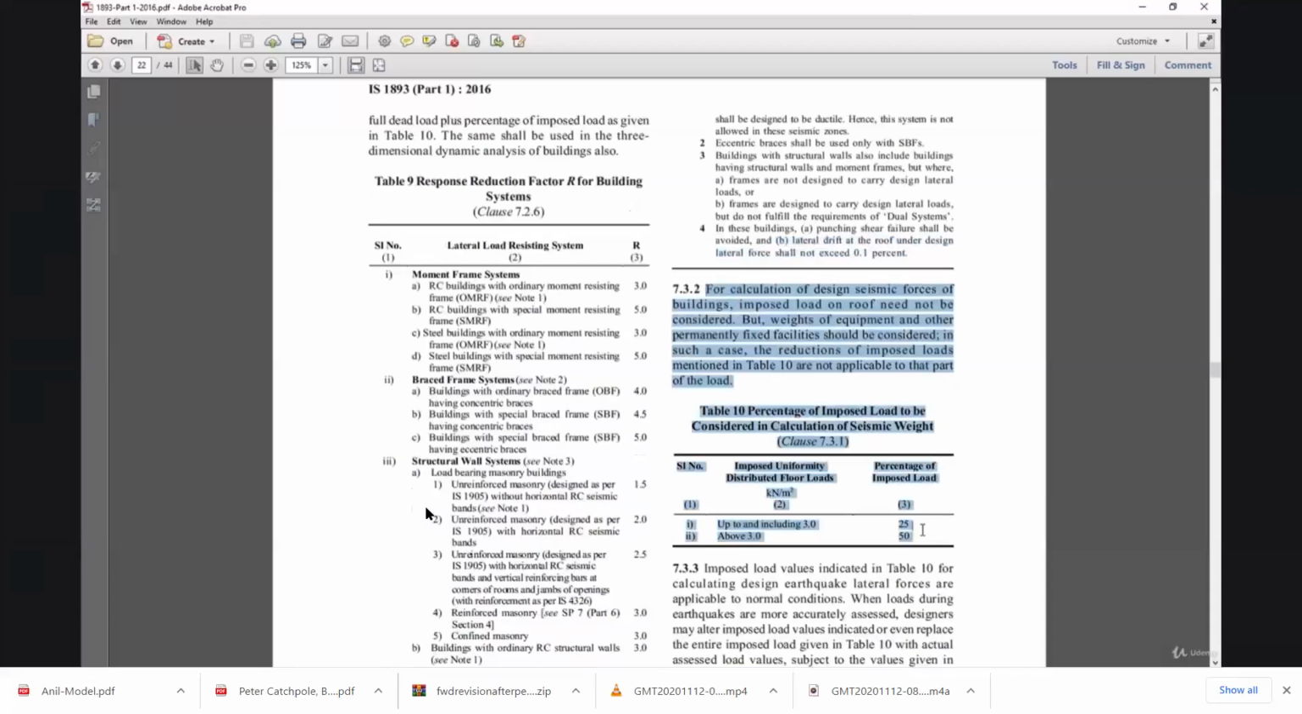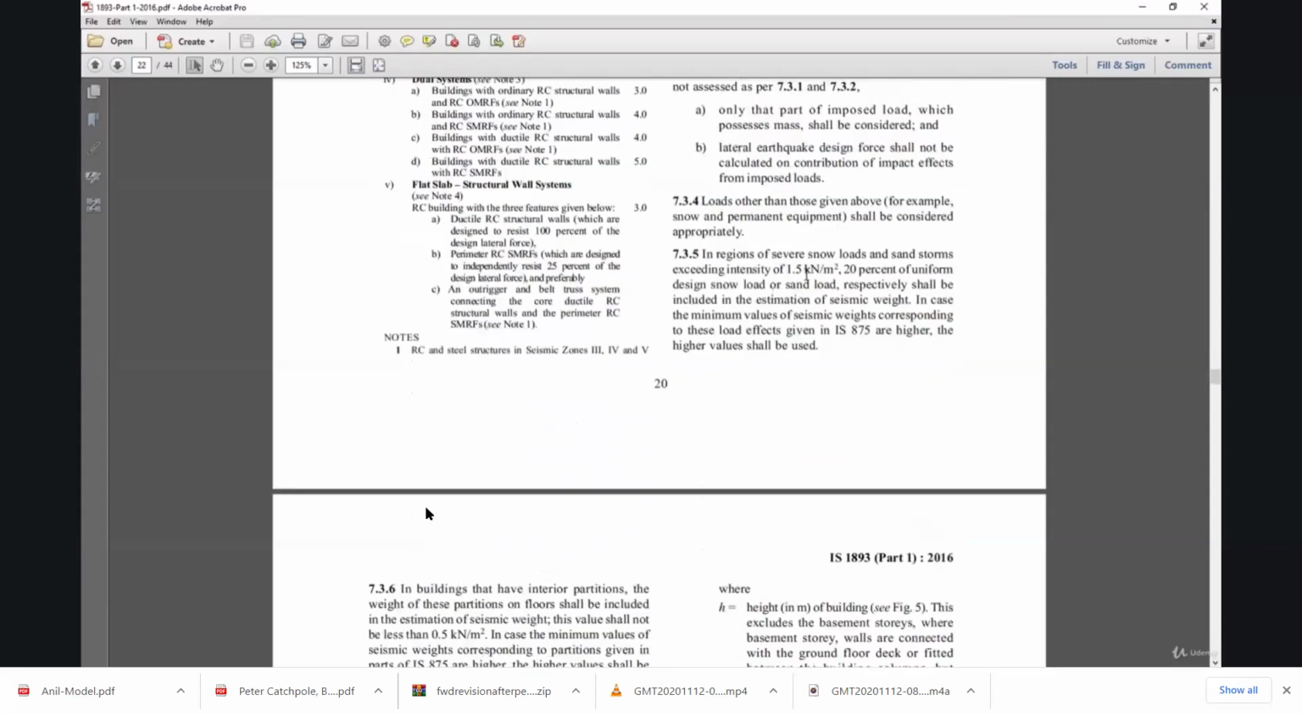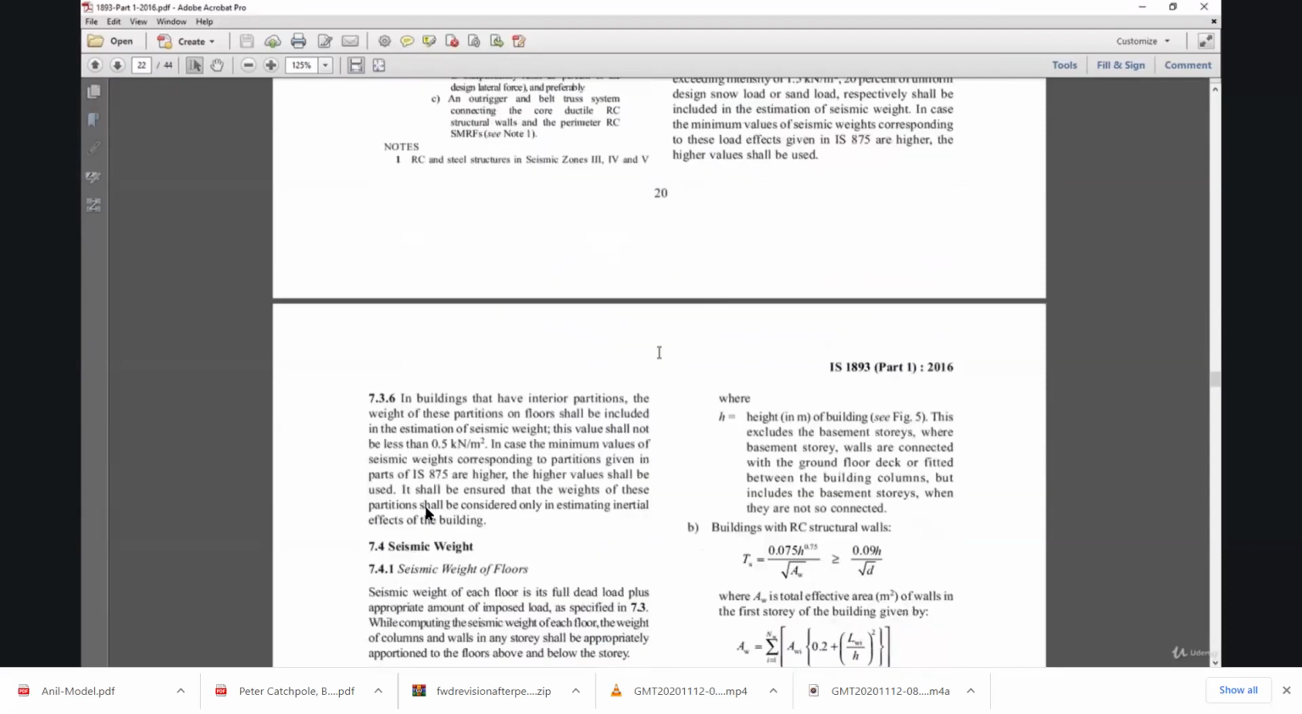After this is also a very important part. Here, this feature we will use while defining mass source in ETABS. For calculation of design seismic force, the code guides us that if our floor loading is above 3, we can reduce the imposed load by 50% while calculating the earthquake effects. And when it is up to and including 3, we can reduce the loading by 25%. Here snow loading is also there. So the code is guiding us that 20% of uniform design snow load or sand load shall be included in the estimation of seismic weight.